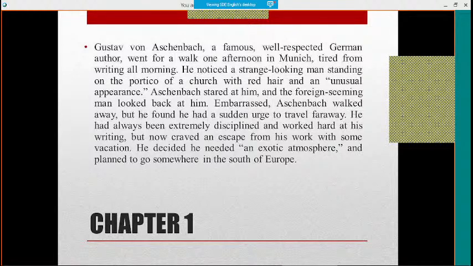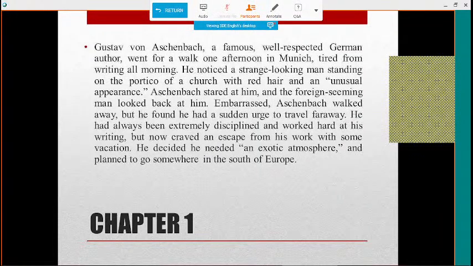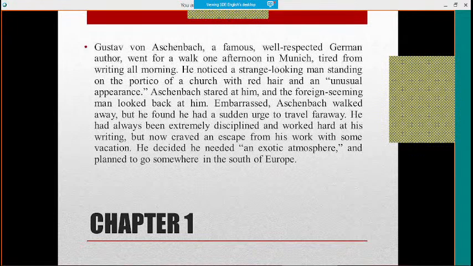So, to sum up what happened so far: Gustav Aschenbach is a very well respected, nationally renowned writer. He's living alone in Munich, and he suddenly goes for a walk one afternoon after a very demanding session of writing. He had written all morning, exhausted, and in the evening he went for a walk. There he suddenly sees a strange looking man.